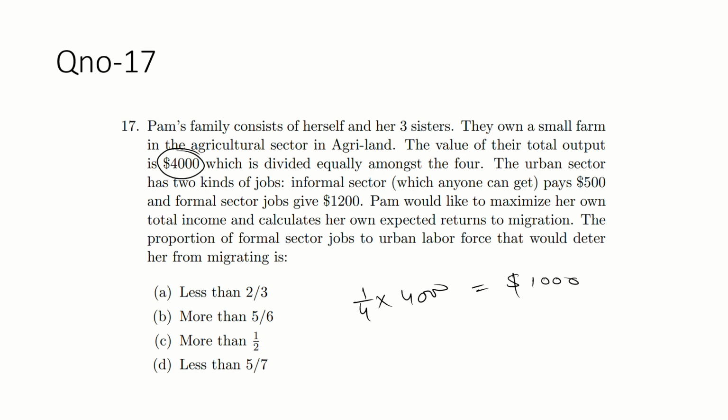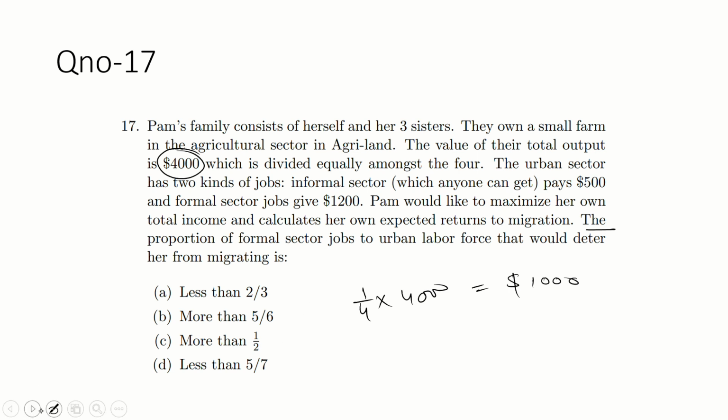So basically, the question is asking about what? The proportion of formal sector jobs to urban labor force that would be determined from the migrating. So, how much they're migrating? We just have to consider that if P is the proportion of people engaged in the formal sector, then 1 minus P is the proportion of people engaged in the informal sector. To determine that relation, P should be the formal sector and 1 minus P is the proportion of the informal sector.